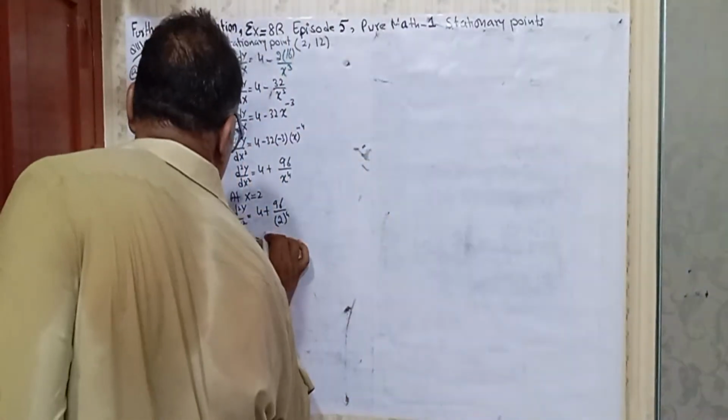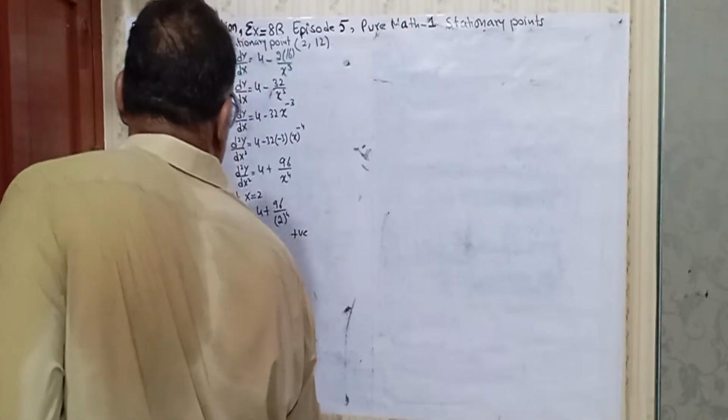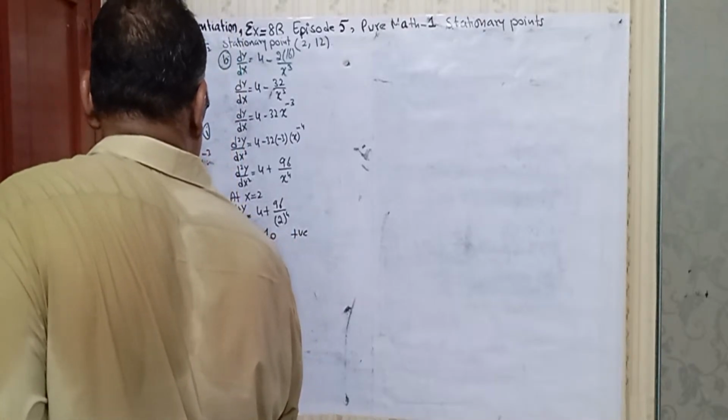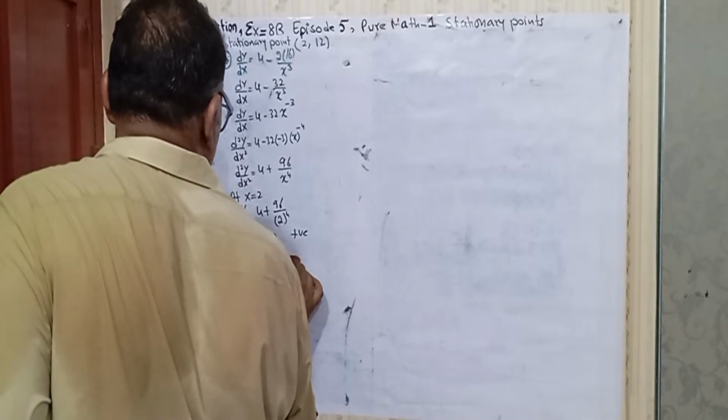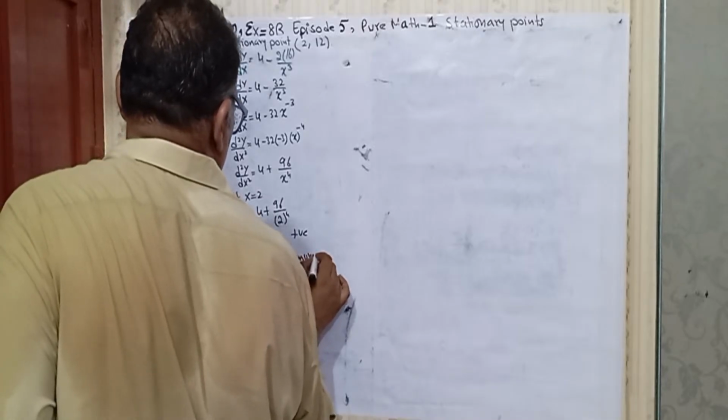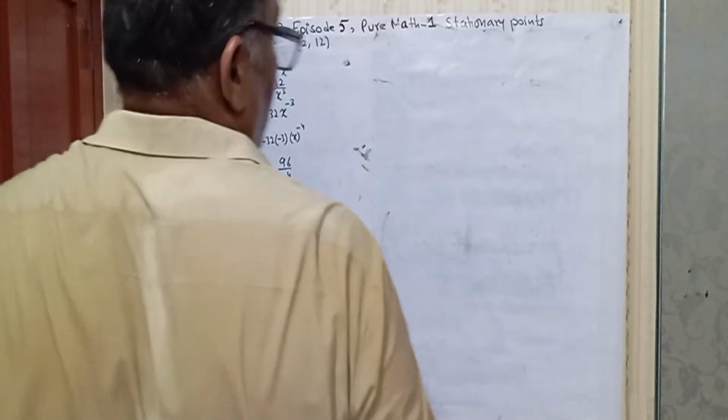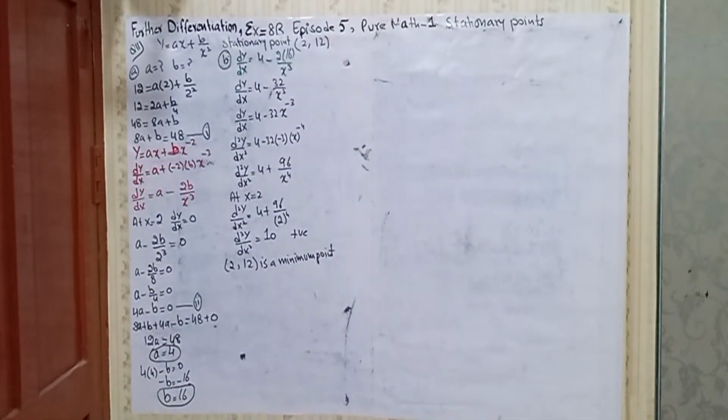I have used the calculator, and this is a positive value, so that means this point 2 comma 12 is a minimum point. Why am I saying it's a minimum point? Because the value of the second derivative is positive. If the value of the second derivative is positive, that's why it's a minimum point. This was the B part, and we have found that this is the minimum point.